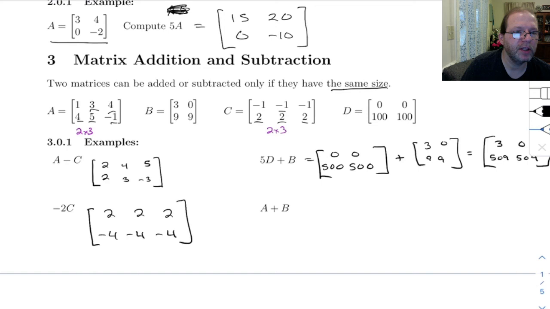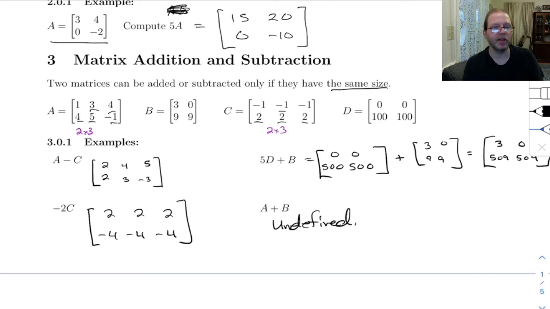And lastly, A plus B. Well, those are different sizes, so this is undefined. In order to add them together, they have to be the same size, so that one's undefined. And that's pretty much it for matrix addition and subtraction and scalar multiplication.